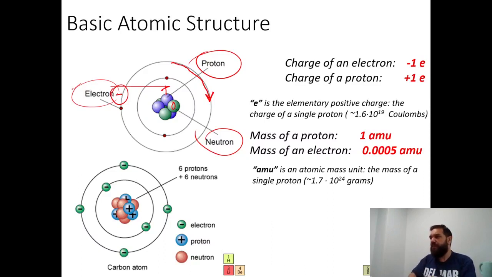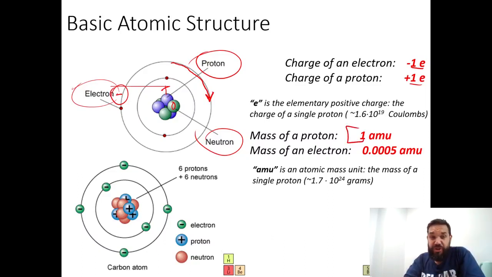Anyway, the charge of the electron is -1, the charge of a proton is +1, and the charge of a neutron is neutral, 0. Okay, now let's talk about mass. The mass of a proton is 1 AMU. What's an AMU? It's an atomic mass unit. It's defined as the mass of basically a proton. So it makes sense that a proton weighs 1 AMU.